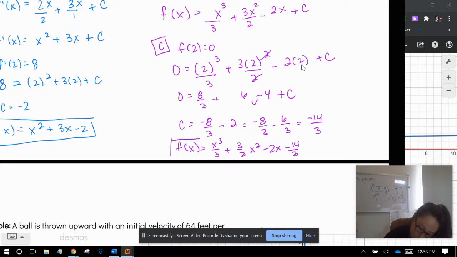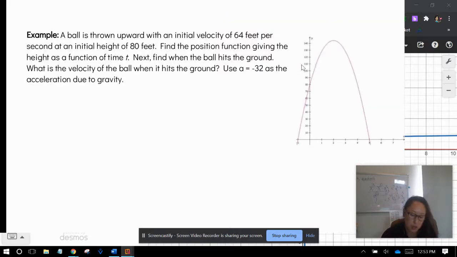Just double checking my work. Okay, and last example for today. We're going to throw a ball up in the air, and the initial, oh, this is not the last example. This is the second to last example for today. We're going to throw the ball up in the air. The initial velocity is 64 feet per second at an initial height of 80 feet. We're going to find the position function giving the height as a function of time.